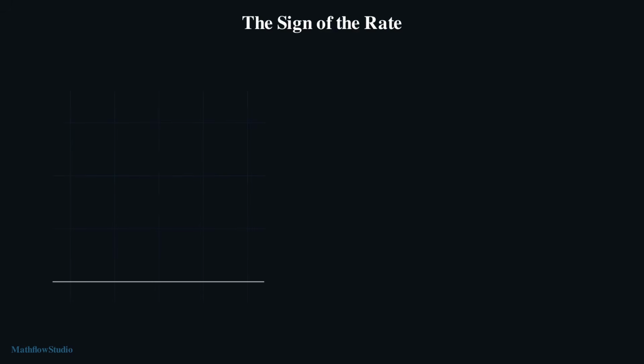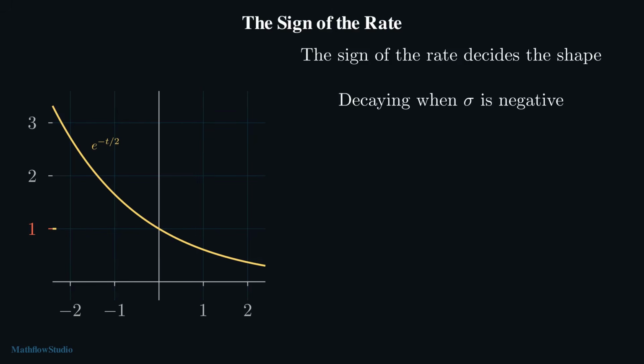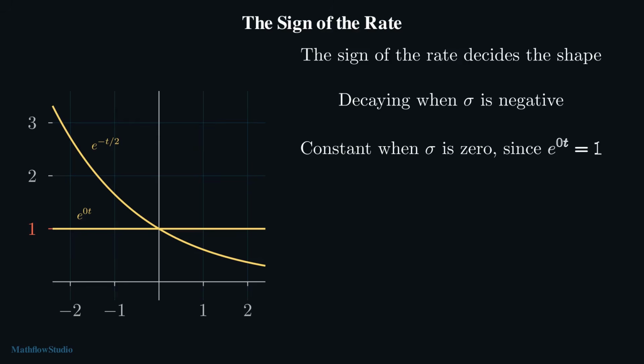3 real exponentials are drawn on one pair of axes, differing only in the rate. The sign of the rate decides the shape of the curve. A negative rate gives a curve that decays as the time increases. A rate of 0 gives the constant one because the number e raised to 0 is 1. A positive rate gives a curve that rises as the time increases.